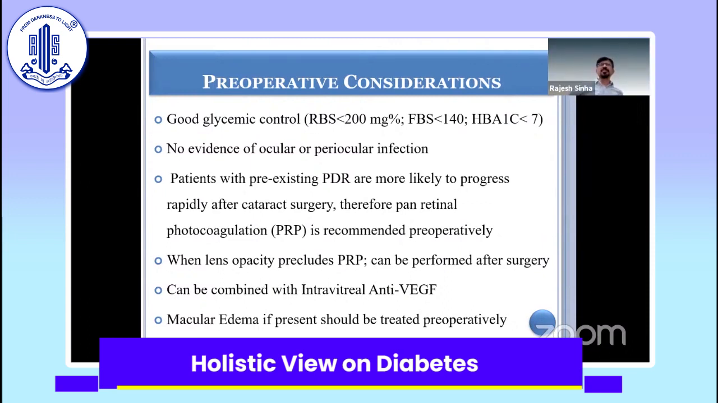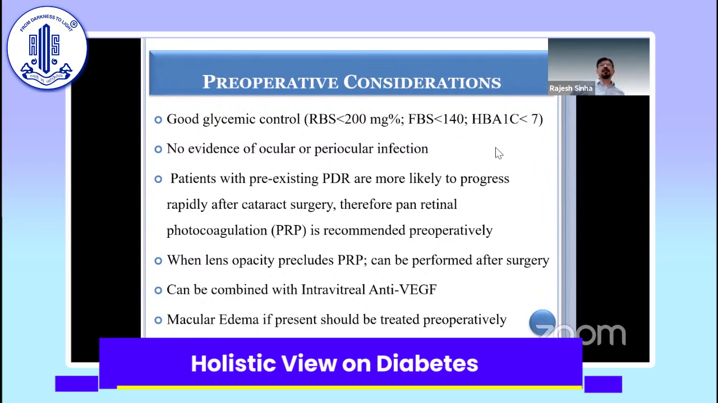Now, as far as preoperative consideration is concerned, as I said, there should be good glycemic control. A lot of discussion was done in the earlier talk about what the final value should be. Based on all those discussions, I have modified this slide and made random blood sugar less than 200 milligram percent, which Lalit sir was also mentioning that we can consider. Fasting sugar, as discussed, should be less than 140 and HbA1c should be less than 7. That is good glycemic control for cataract surgery.